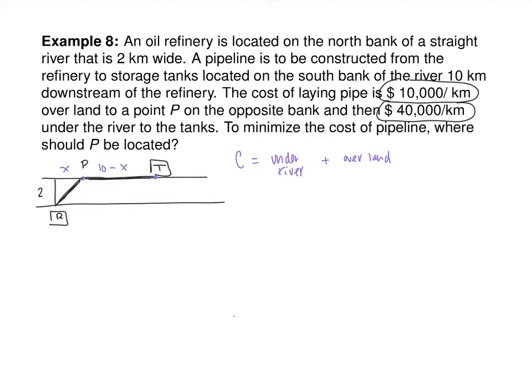So how would you figure out how much it will cost you to go under the river? You know how much it costs per kilometer, right? You know how many kilometers it is to go across, right? So how far is it from there to there? Depends, right? So it's root x squared plus 4, right? So that part of the cost will be 10,000 times root x squared plus 4, right?